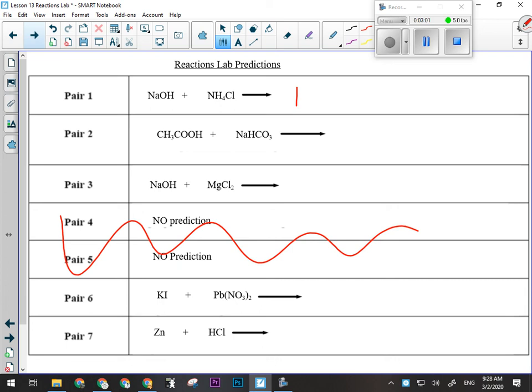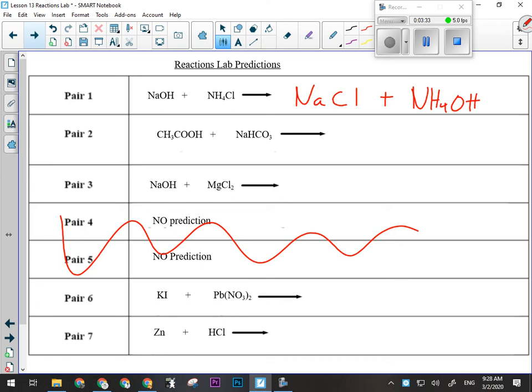All right, so in pair 1, on Friday, we predicted that this would be a double replacement reaction and that the products were going to be sodium chloride and ammonium hydroxide. What happened in that reaction? What were your observations for that reaction? This is the first reaction, pair A, or pair 1. Nothing visible.